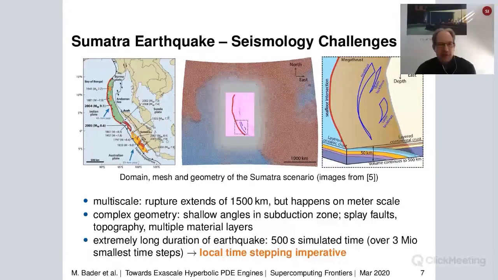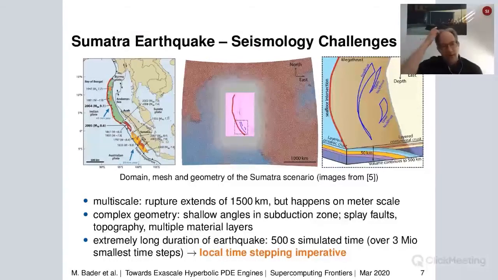So one example that I want to feature a bit more closely is the simulation of the Sumatra earthquake as a seismology challenge. The model that we had for this earthquake actually extended in terms of the computational domain over the entire Indian Ocean, as you can see in the center picture. The rupture itself extended over more than 1,500 kilometers. That's a distance, if you relate it to Europe, from Munich to Helsinki. So that's really a huge earthquake, and you can see that kind of illustrated in the left picture.